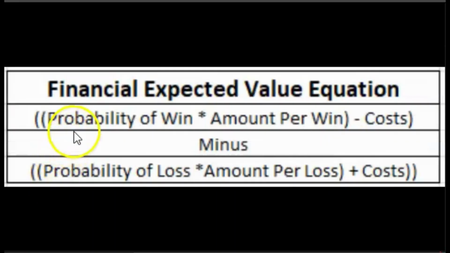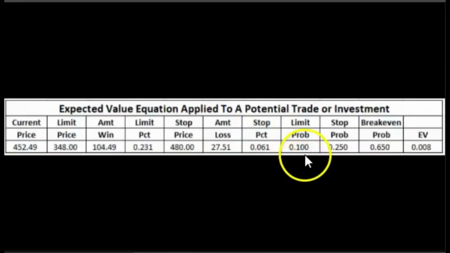So going back to the formula, you know the probability of the win and the amount per win, the probability of the loss and the amount per loss. So the probability of the win is 10%, and the amount per win is 23.1%, and the probability of a loss is 25%, and the amount per loss is 6.1%, and this results in a positive EV of 0.8%. So it would be considered as a possible trade because it's positive, but one would then probably want to go on and compare it to other potential trades.